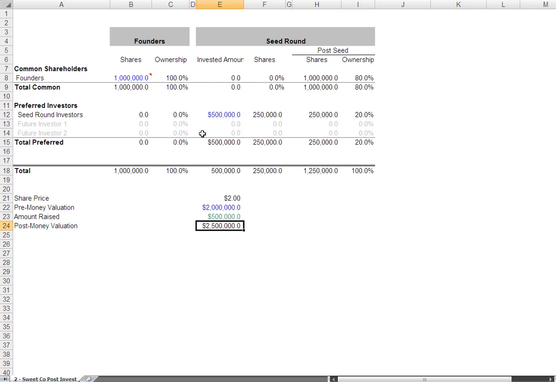We'll talk about that more later, but for now, I just encourage anybody who's interested to play around with the attached workbook. Feel free to change these numbers, and you can see exactly what effect that has on the ownership of the founders and the ownership of the investors.